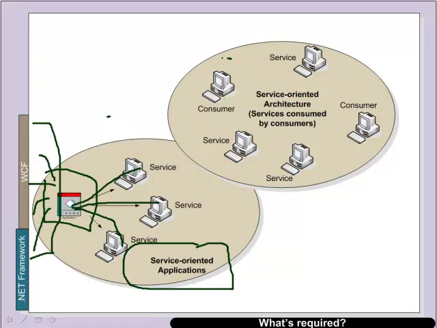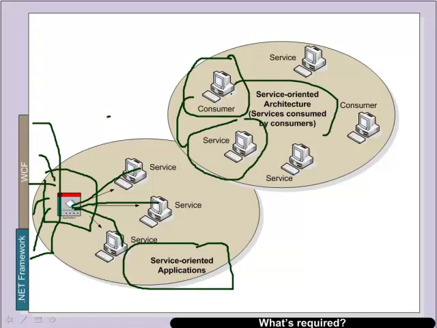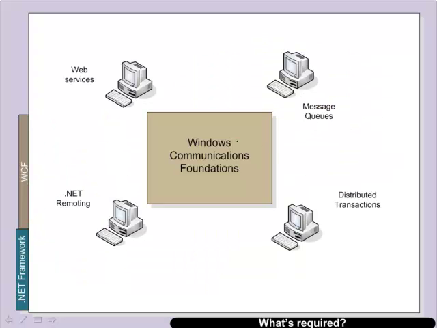So the .NET 3 infrastructure defines a consumer of a service and the service itself, and this gives us the architecture of service-orientated architecture. And basically the Windows Communication Foundation brings together 4 main elements for this.